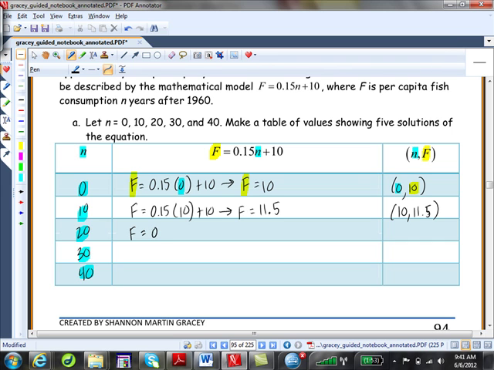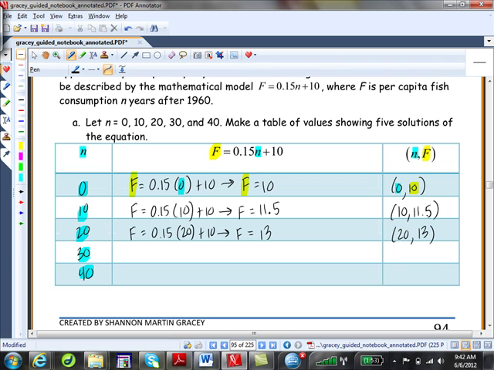And then here f is 0.15 times 20 plus 10. So 15 hundredths times 20 is going to be 3. So f will be 3 plus 10, which is 13. So n equals 20. What year is that? Good, that's going to be 1980 because it's 20 years after 1960.